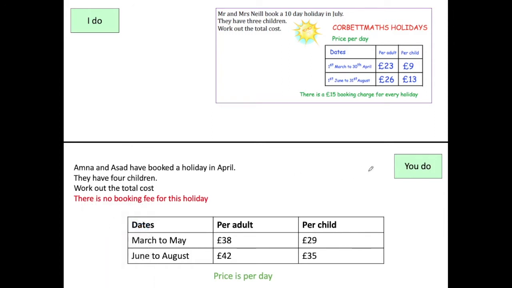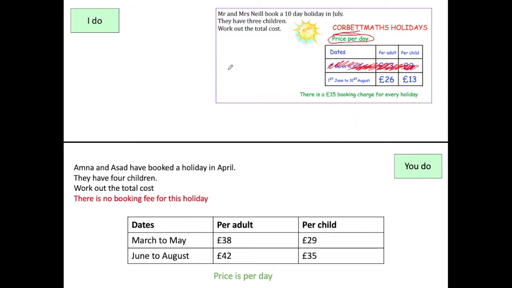So the first thing we're going to do is they're going in July, so we're going to cross out this little row here because we know that it's not going to be relevant to us. So we'll cross that out. Now we know that they're going for 10 days, and here it says price per day. So anything we work out needs to be multiplied by 10.